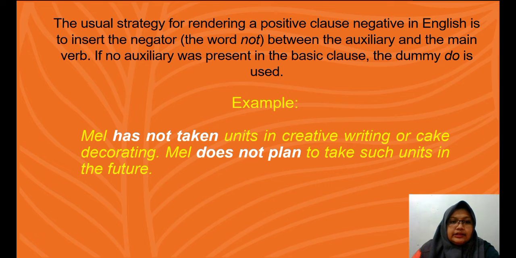Next, the usual strategy for rendering a positive clause negative in English is to insert the negator, the word "not", into the clause, and it becomes negative. It goes between the auxiliary and the main verb. If no auxiliary was present in the basic clause, the dummy "do" is used. Example: Mel has not taken units in creative writing or cake decorating. Mel does not plan to take such units in the future.